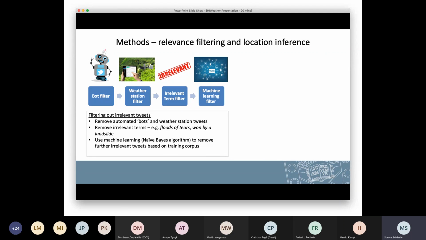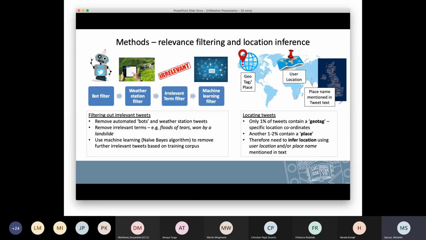And we also apply machine learning through a naive-Bayes algorithm. We built a training corpus of a few thousand tweets, which we read. We tagged those tweets: is it relevant to a high impact event? Is it not? And then use that as a training corpus to run through all our remaining tweets and say, is it relevant? Isn't it relevant? And we had pretty good success with that filter.